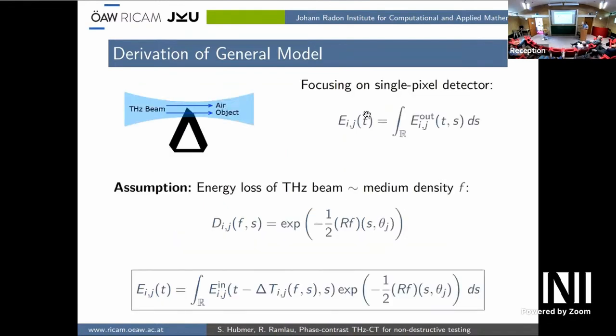Okay, after the beam has passed through the object, we have this E out field, and it is focused onto a single point detector. So we just integrate along its spatial width, that's modeled by this integration. And then also a physical assumption that the energy loss of the terahertz beam is roughly proportional to the density of the medium, density in this case being F. So then we have this classic law, which gives us the damping as this exponential factor. And here is the Radon transform inside. So we plug this quantity inside, and here was this time delay, so we place the time delay inside, and we end up here with this formula.